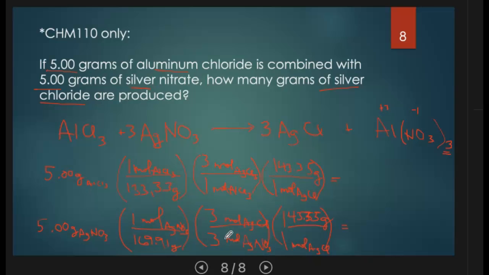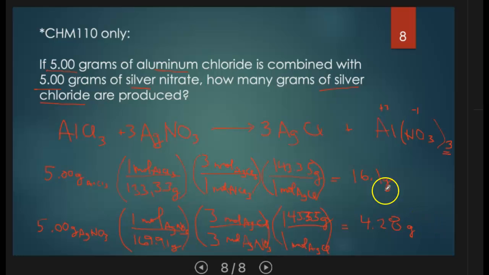All right, so now I'm going to start with 5 grams of aluminum chloride. Divide that by 133.33, times 3, times 143.35. And if it's just up to aluminum, then it's going to be 16.1 grams of product. Now for silver nitrate, we're going to start with that 5, divide by 169.91, times 3 divided by 3, times 143.35, which gives us 4.28 grams.